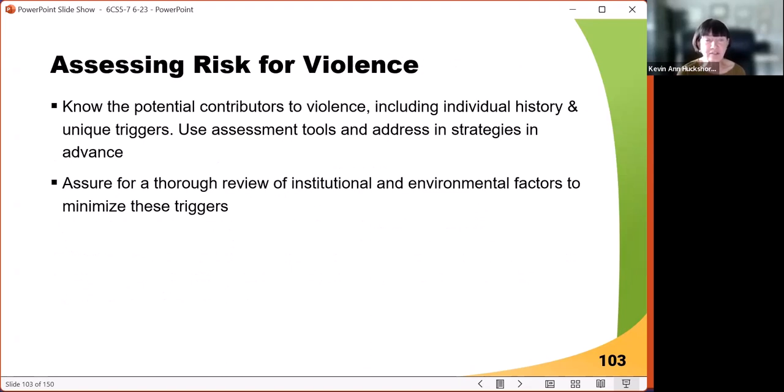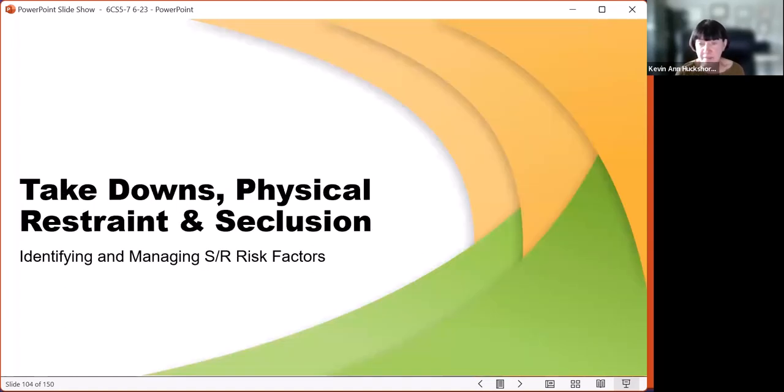Assessing risk for violence: know the potential contributors to violence, including the person's individual history and unique triggers. Use your assessment tools on admission and drill down on whether that admission history is accurate. And then constantly do a review of your environmental risk factors to try and minimize those triggers. And if you can't minimize them, explain them to patients.